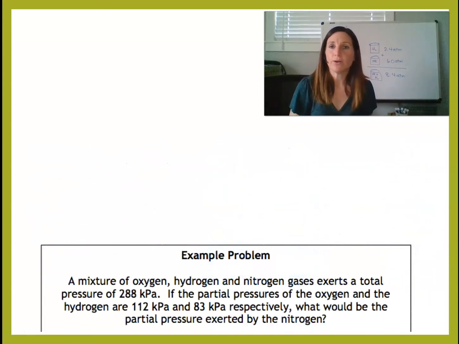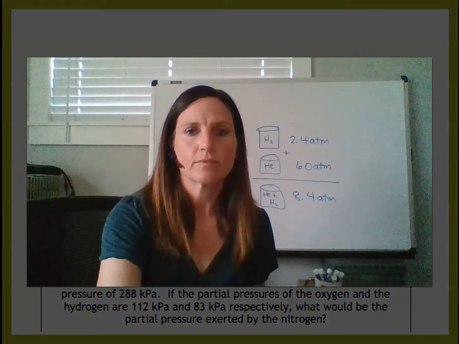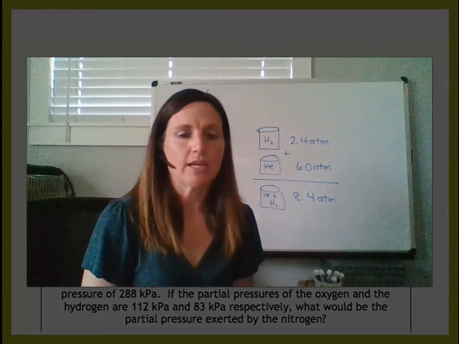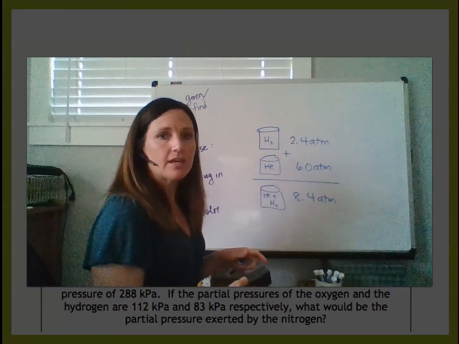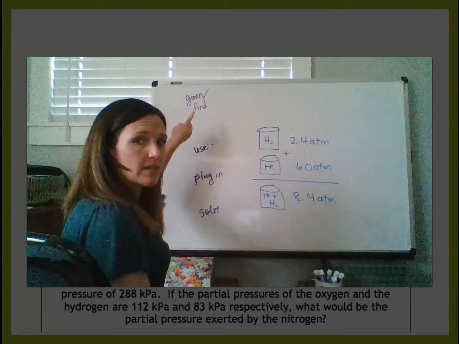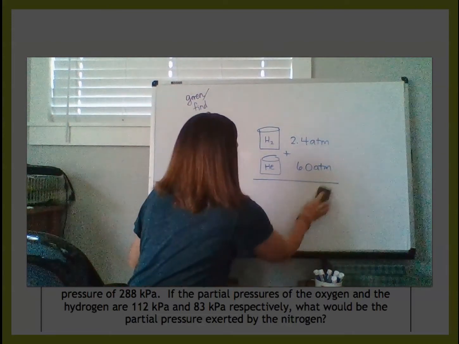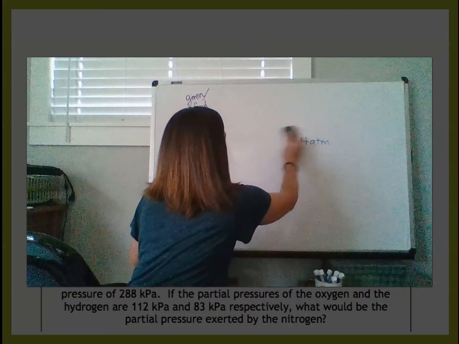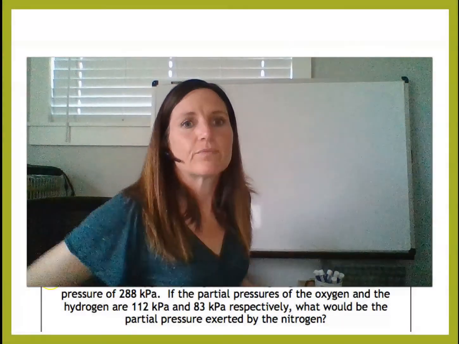Okay, so we're going to do an example problem together, and I'm going to show you how to apply Dalton's law into the 5-step method. So what we're going to do for this one is use this 5-step method that we always use: given, find, use, plug in, and solve. And we're going to be applying that to the example of Dalton's law that is listed in your notes here.